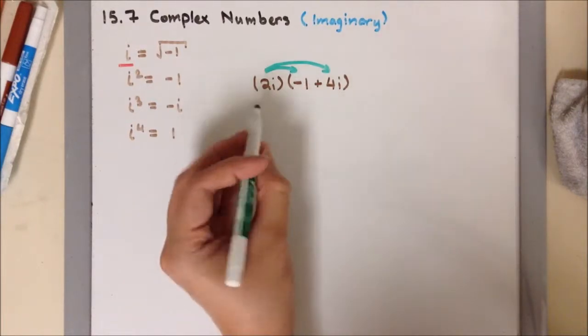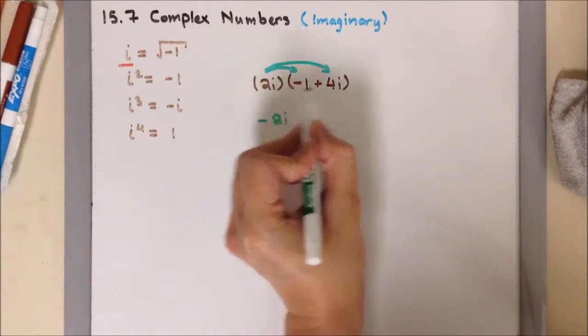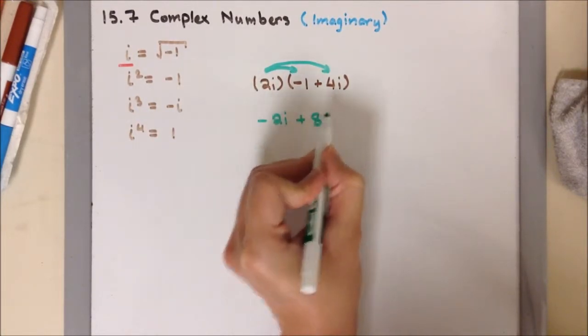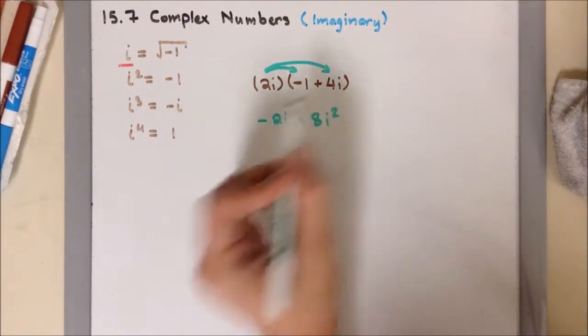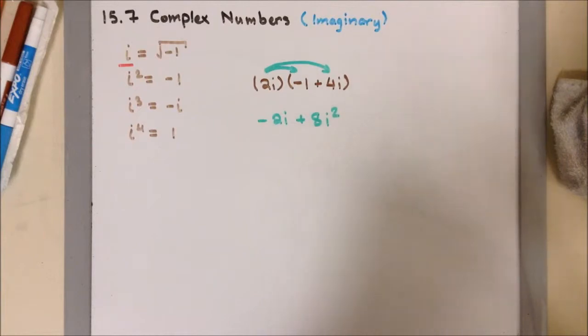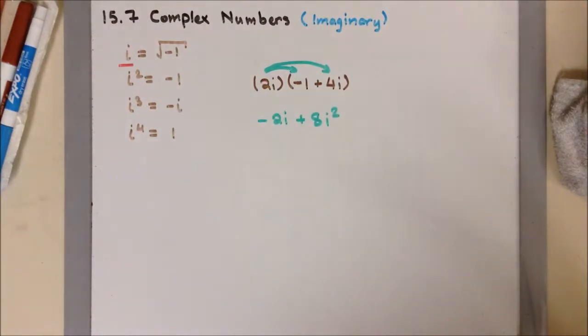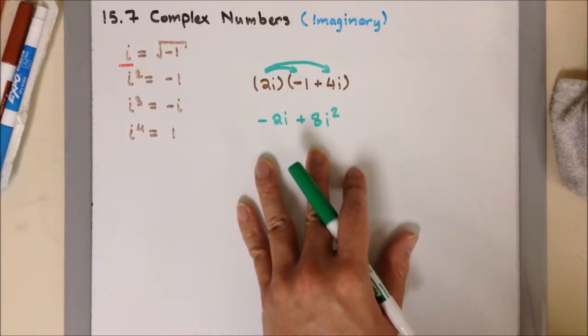2i times -1 will be negative 2i. 2i times positive 4i will be positive 8i squared. The reason I got i squared was because i times i. Here, I'm not finished. We need to simplify the i squared, because when we're working with multiplication and division, we need to simplify where your answers are in standard form.